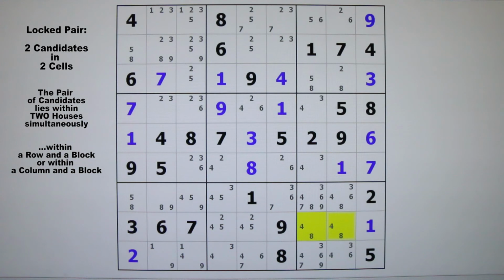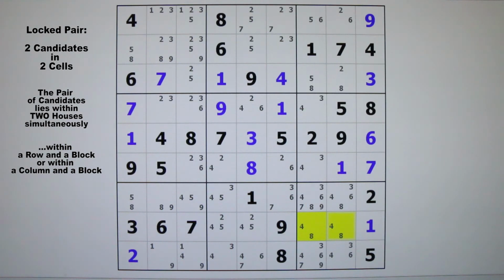Okay, this video is getting kind of long, and these are pretty straightforward, so we should be able to burn right through them. These are locked pairs, and what they are is naked pairs, but they lie in two houses at the same time. They will lie in the intersection of a row in a block or in the intersection of a column in a block. And you can make all the eliminations in both houses.